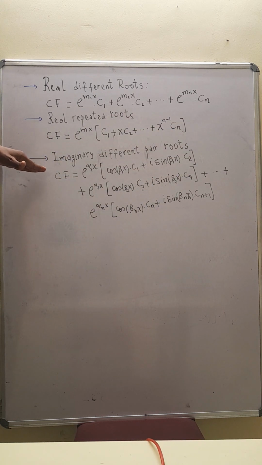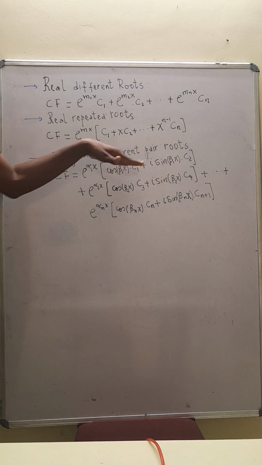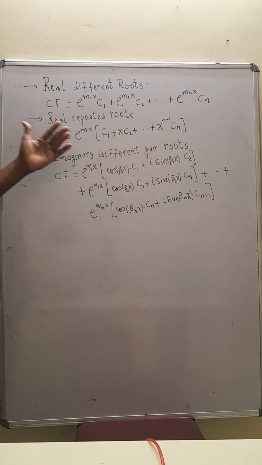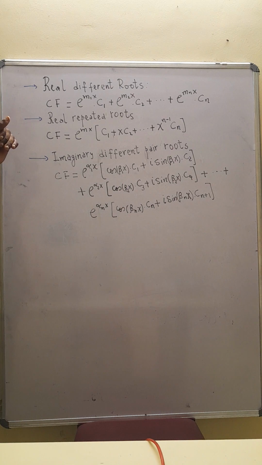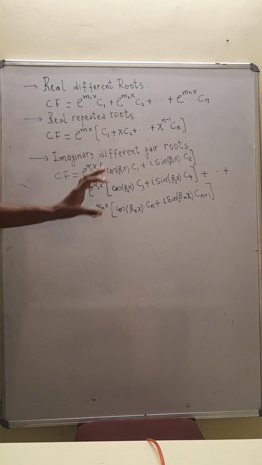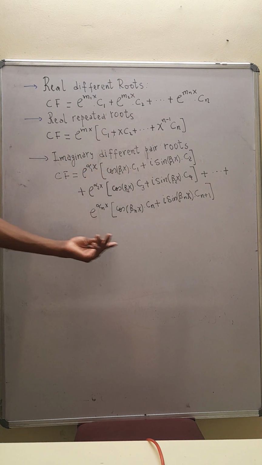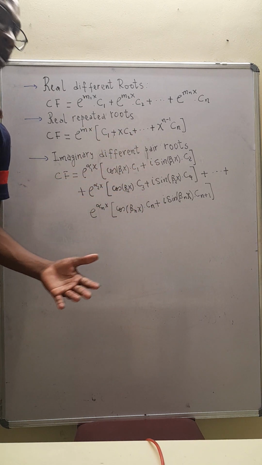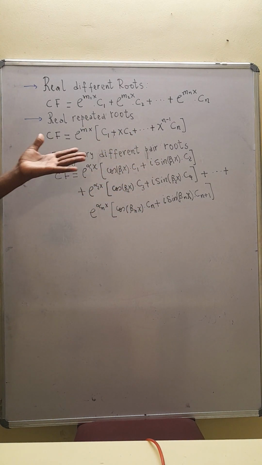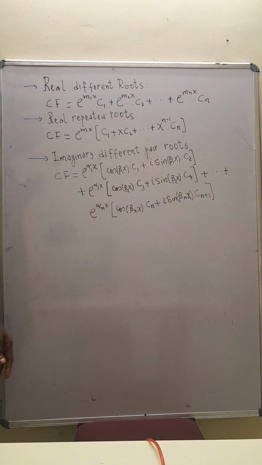And then finally, when we have imaginary different paired roots, as we know that imaginary numbers are always arranged in pairs, then we will have it in this way. This will be the solution for any imaginary different root pairs. So we have it this way.